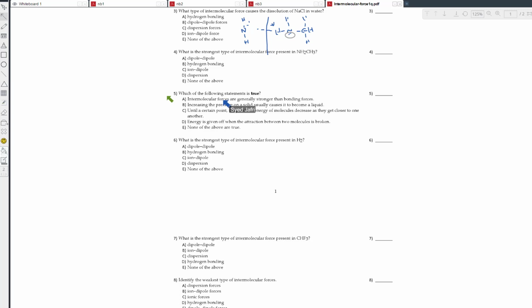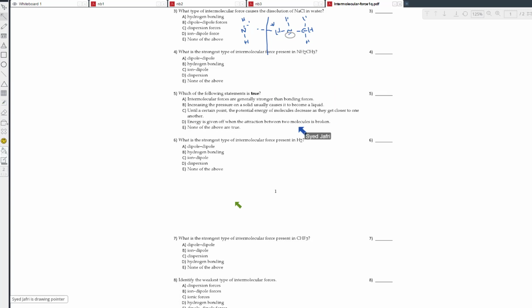No, because intermolecular forces are the secondary forces. Bonding forces are the primary forces. Primary forces are stronger than secondary. That's why we show a dotted line for them. Take NaCl, which is an ionic bond. Even HCl is a covalent bond. They are stronger than intermolecular forces.